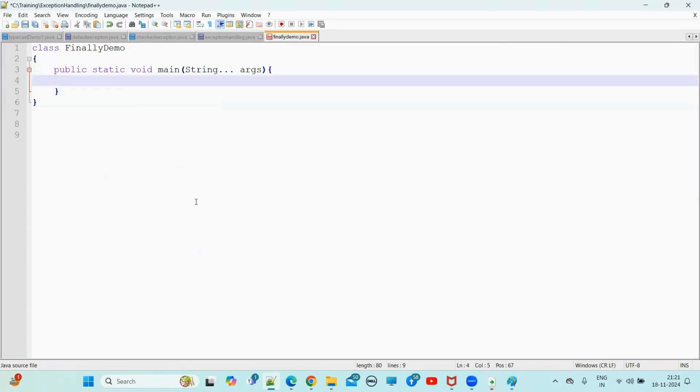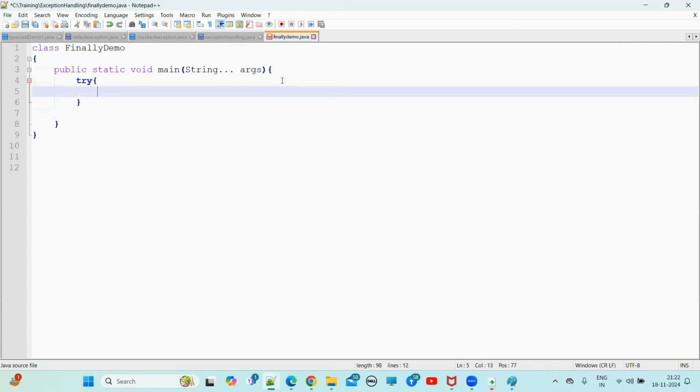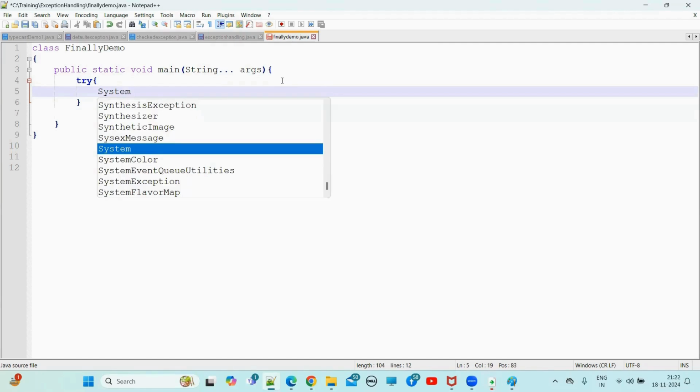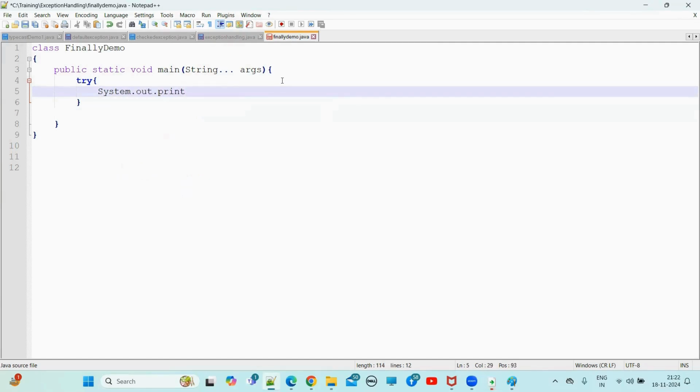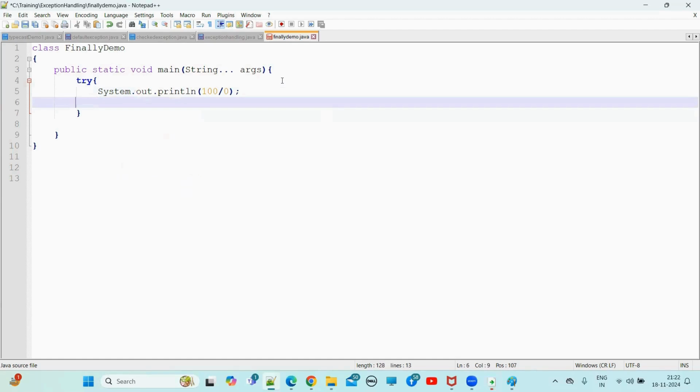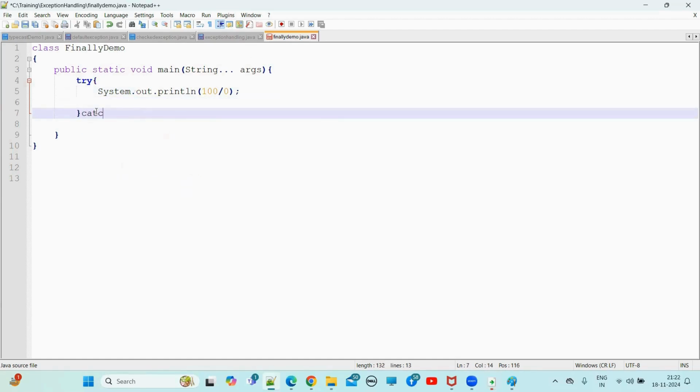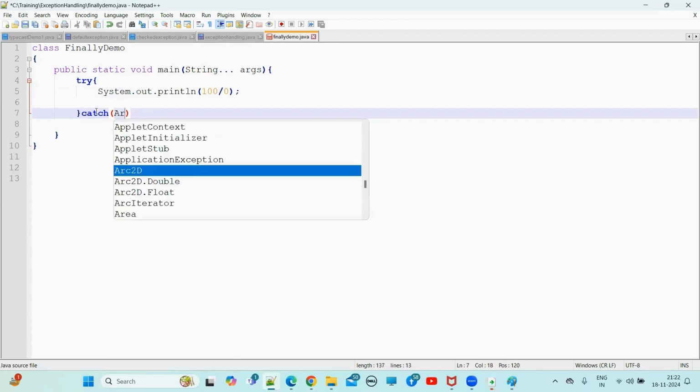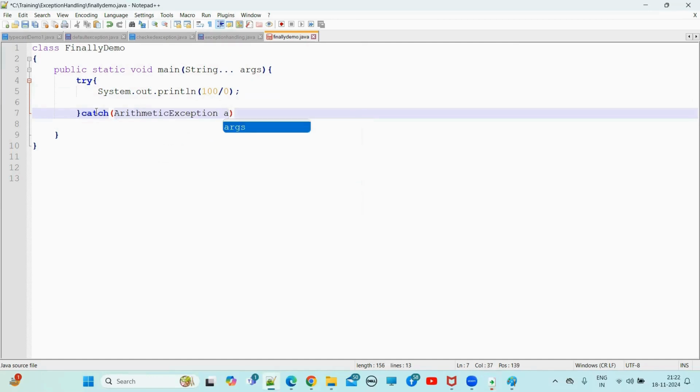Okay, sir. public static void main(String[] args) also we have, right? So now here I want to present something. Here I'm taking one try block and I'm putting System.out.println, System.out.println. Here I'm just raising an arithmetic exception. Fine. So now for this we have a catch block, right? Here, ArithmeticException a.